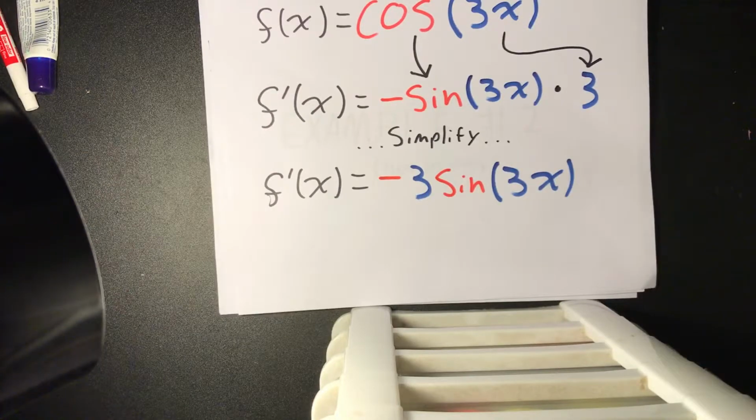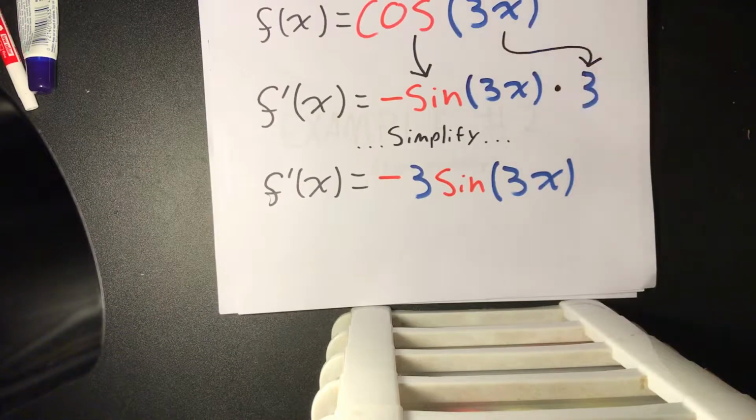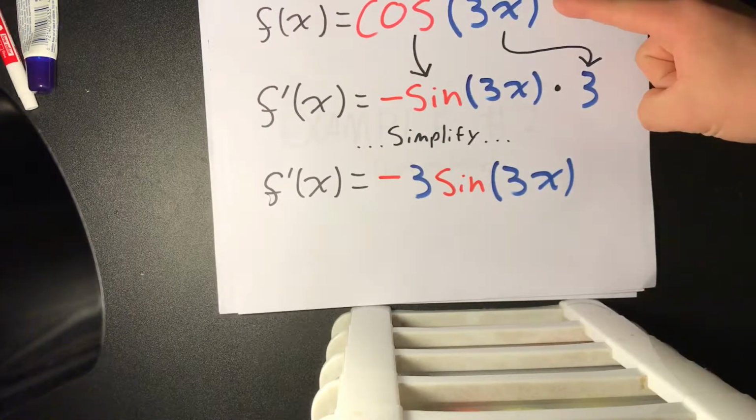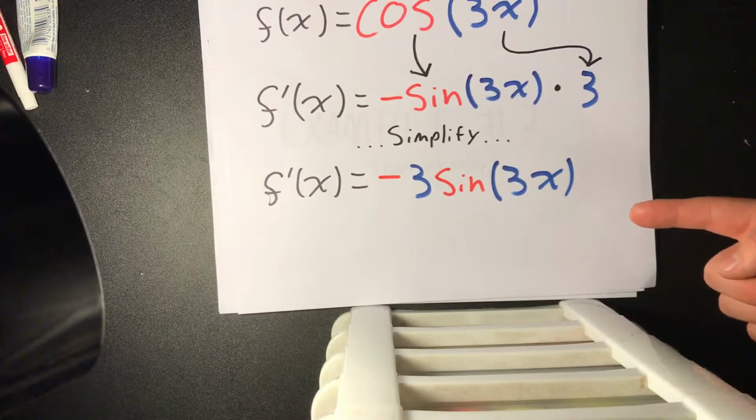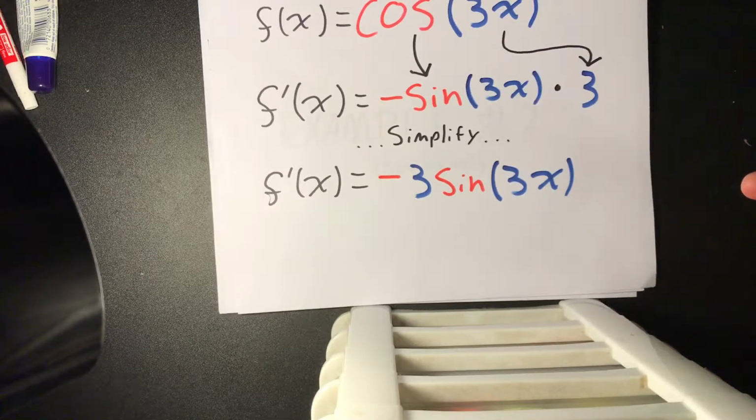First, our function is cosine 3x. The derivative of cosine is negative sine, so we bring that down, and then we keep the inside argument the same. And since the derivative of the inside argument 3x is 3, we bring that out and multiply. After simplifying, you get negative 3 sine 3x.